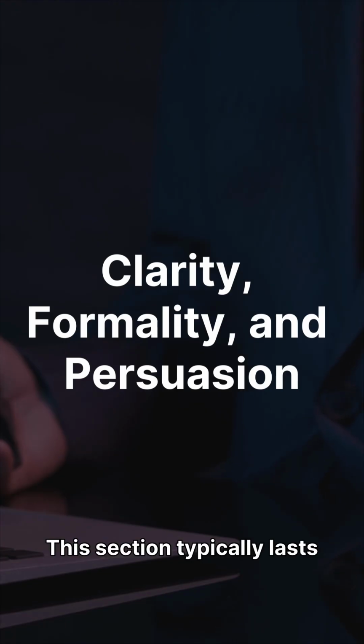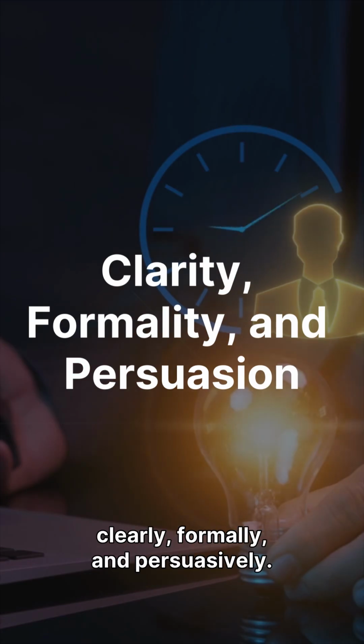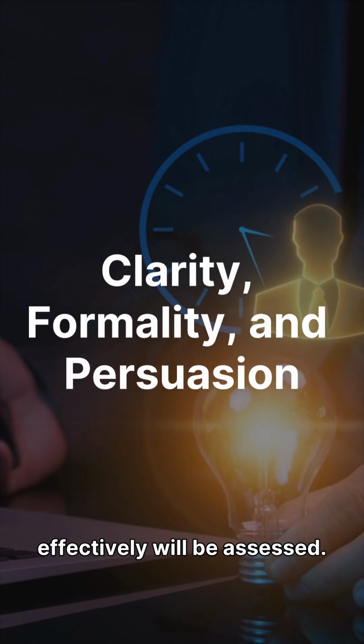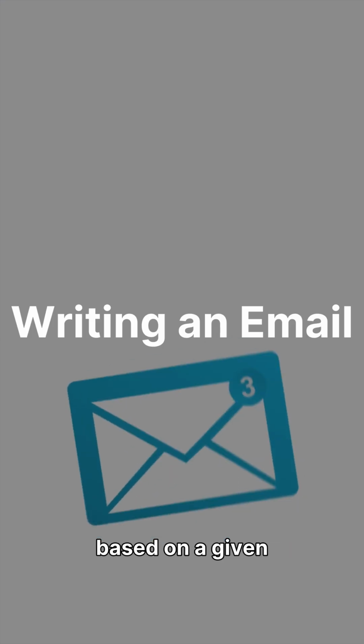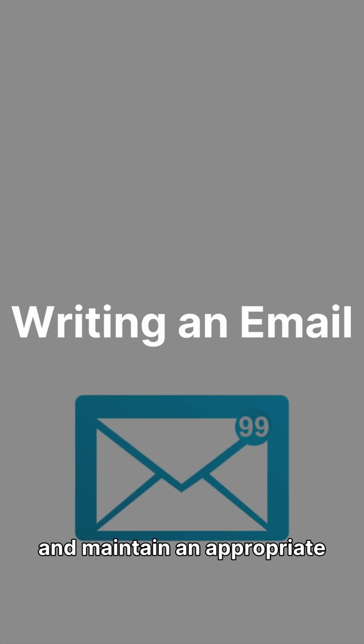This section typically lasts between 53 to 60 minutes, focusing on writing clearly, formally, and persuasively. Your ability to structure arguments and convey messages effectively will be assessed. Task 1 requires you to write an email based on a given situation, such as complaining to a company or requesting time off. You must address all aspects of the prompt and maintain an appropriate tone.